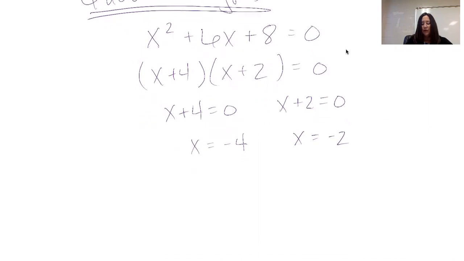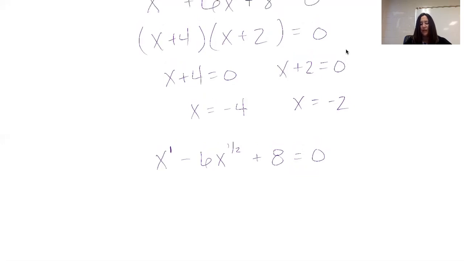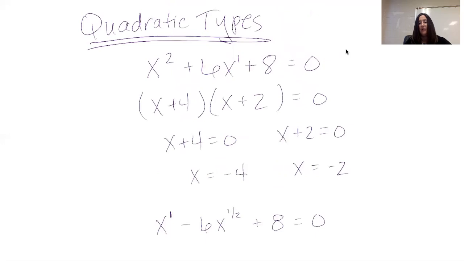So for instance, you could have x plus 6x to the 1/2 plus 8 equals 0. Okay. Let's actually change this a little bit. Let's make this a negative. Now, the way you factor this is the same as the way you factored a quadratic. What you have to look at is that the exponent here is a 1, and this is a 1/2. So the 1 is double the 1/2. Just like on your quadratic, the 2 is double of the 1.